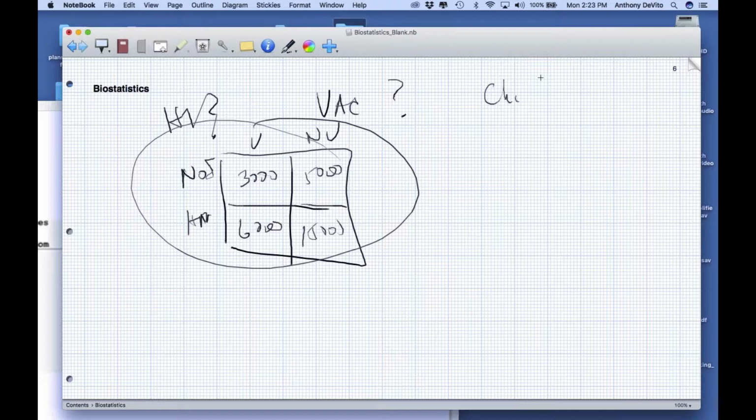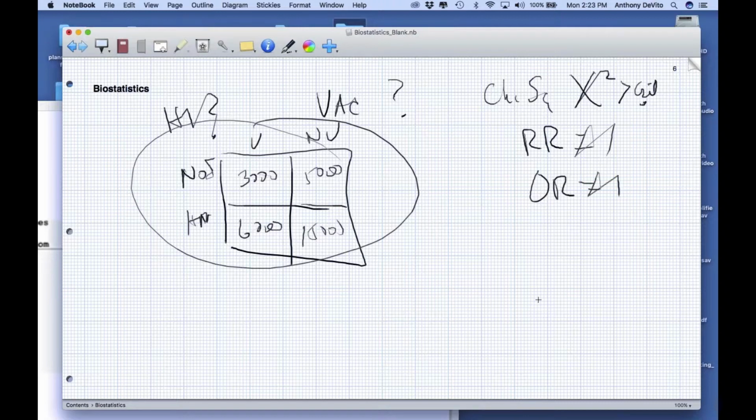So you've got 3 tools now. You have chi-square. You have relative risk not equal to 1, so that's what you're trying to show. And chi-square is greater than the critical value of chi-square. You want the odds ratio not equal to 1. So you want to show that.